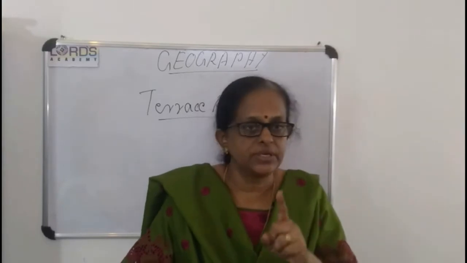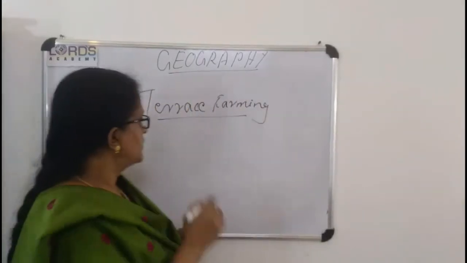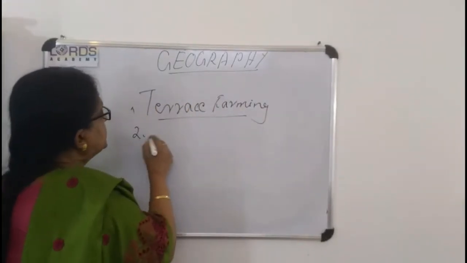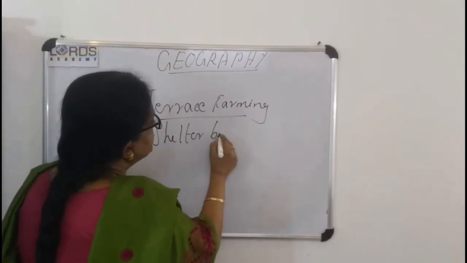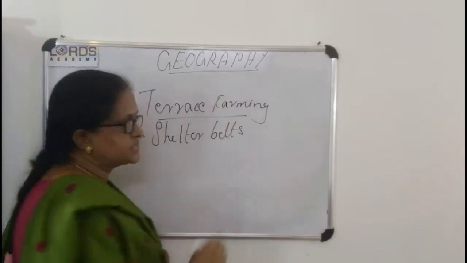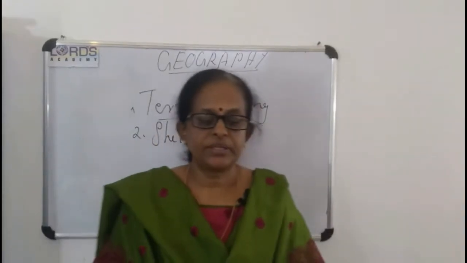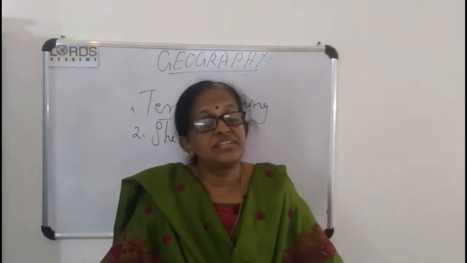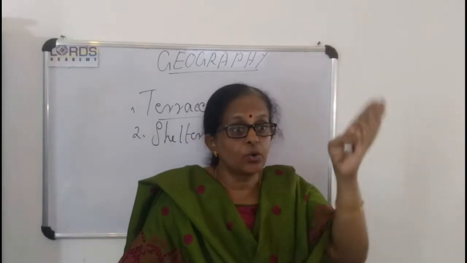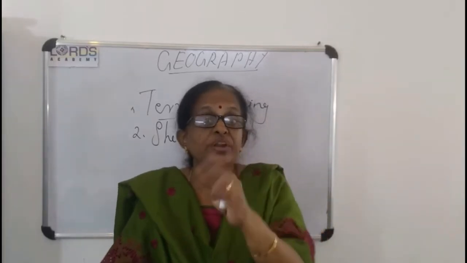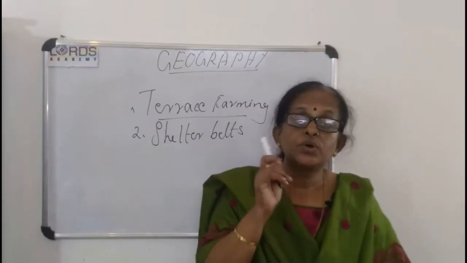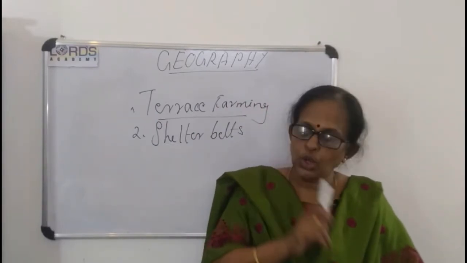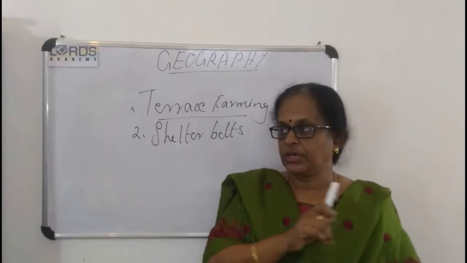Okay, the first method is terrace farming. Second one is shelter belts. What do you mean by that? Farmers plant trees in several rows to check wind erosion. Mainly this shelter belt is to control the wind erosion, soil erosion by wind. Clear?